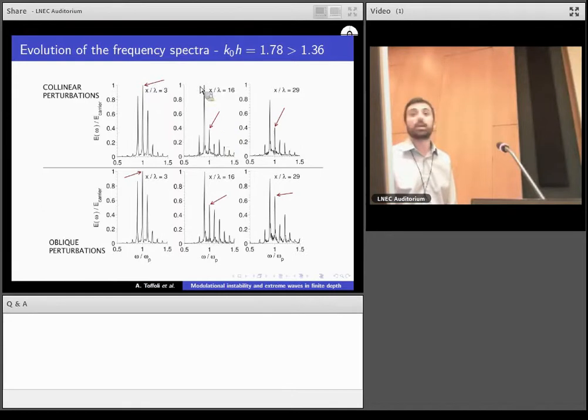And then, keeping the bottom fixed, we changed the wave number such that we were below this magic number. And we are testing again some perturbation.